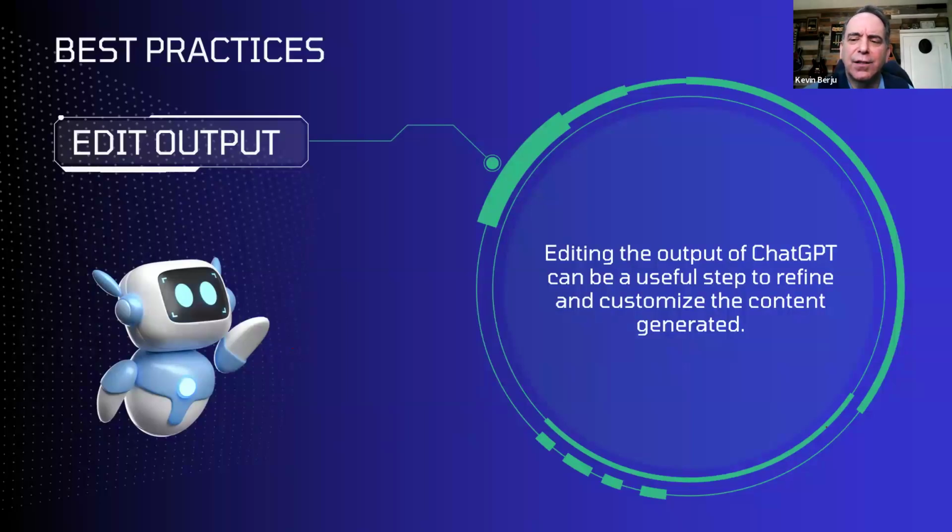Chat is a great assistant, but it's not perfect, right? So editing the output of Chat can be a useful step to refine and customize the content generated, because sometimes you read it and it's technically correct, but it's not the way that you would put it, and it's not the way that you want the message to go across. So again, if it's not the way you want to phrase it, you can always change it up.